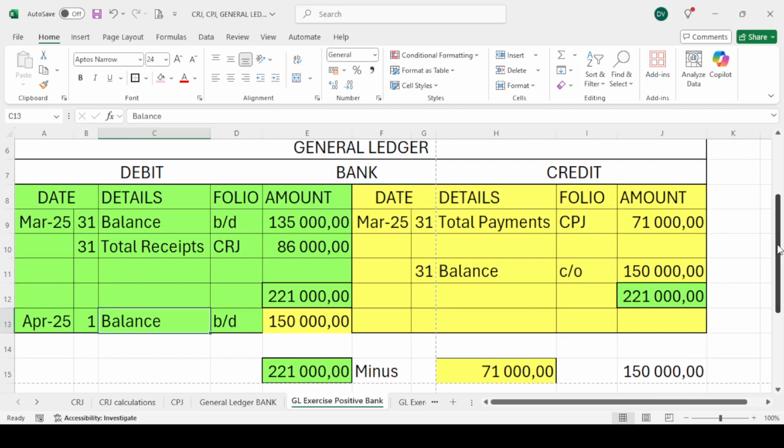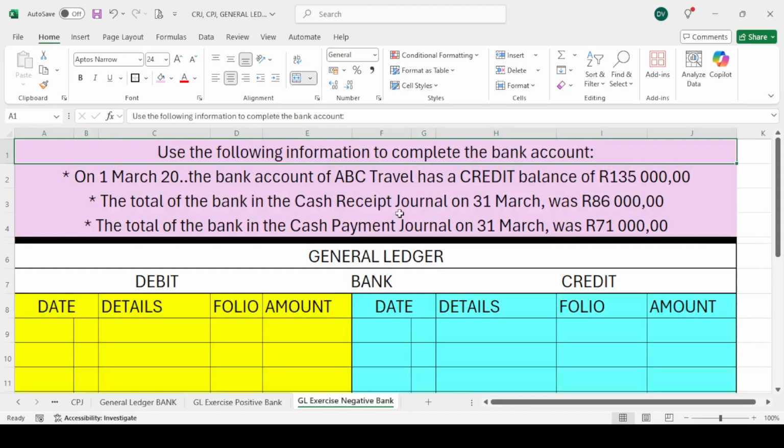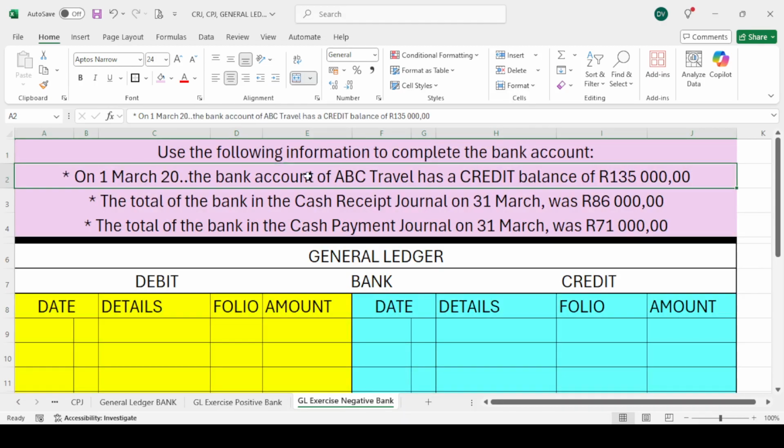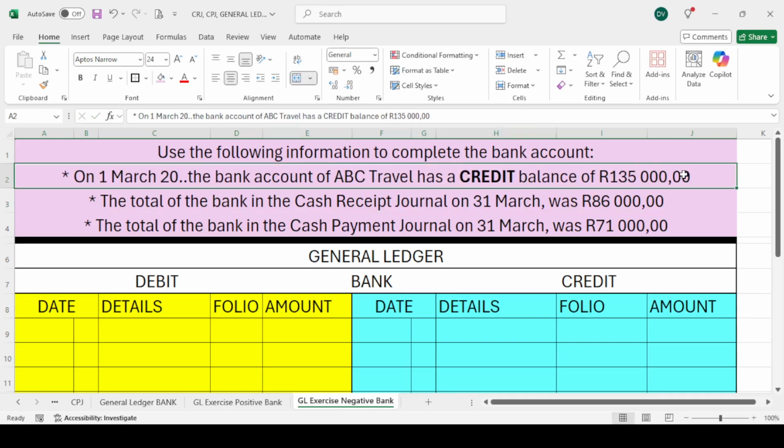Right, so both of the examples that I've shown you had a positive bank. What do we do if the bank is negative? I'm going to show you. I've taken exactly the same values. The only thing I've changed is I've said to you that on the 1st of March, the bank account of ABC Travel has a credit balance. It means it's negative, okay? It means it's going to go on the other side. Credit balance, and then CRJ and CPJ stayed the same.